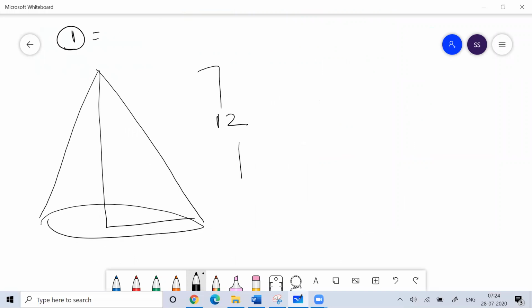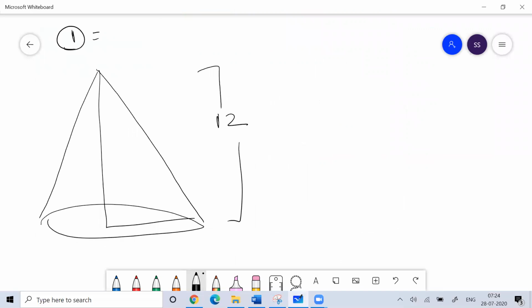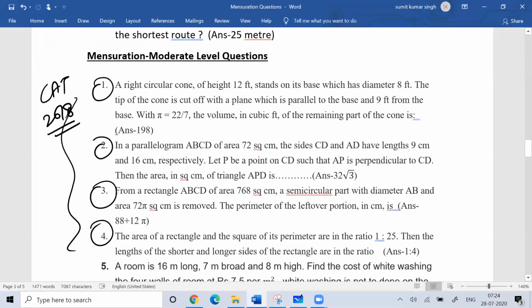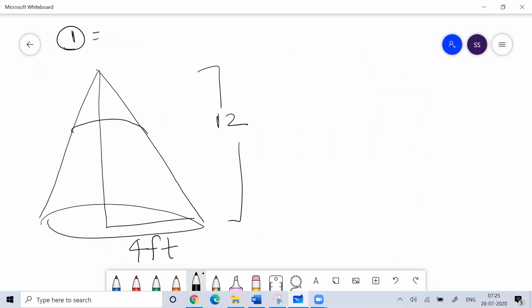So this height is 12 feet. You are right now ignoring the unit, I know that the unit is in feet, and then it has a diameter of 8 feet, so the radius would be 4 feet. Then the tip of the cone is cut off. Actually, they are cutting part of the cone, meaning they're developing a frustum. The tip is cut off with a plane which is parallel to the base and 9 feet from the base.